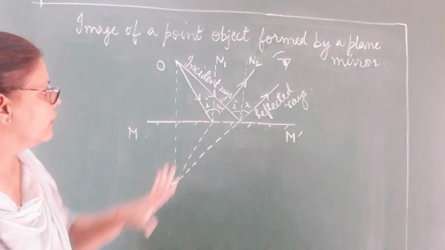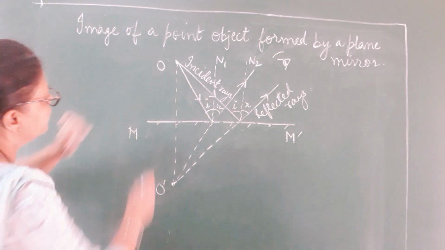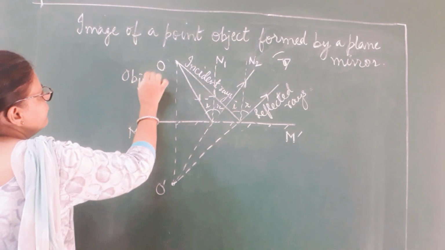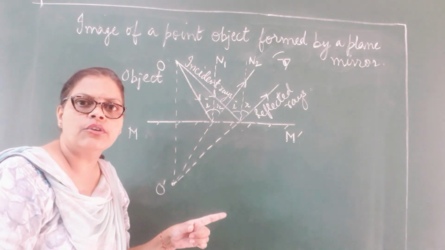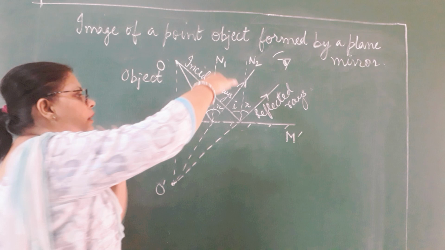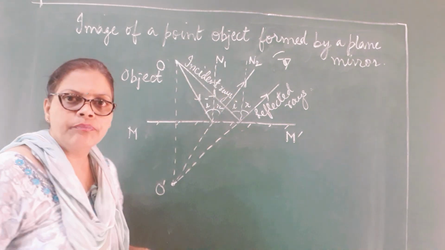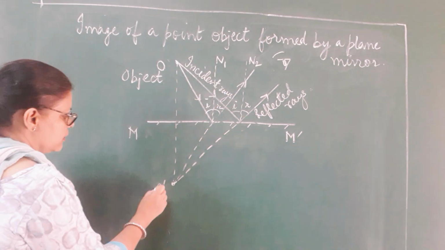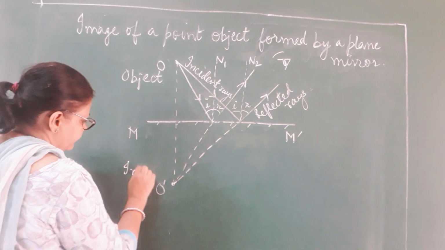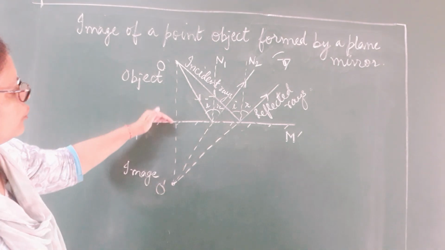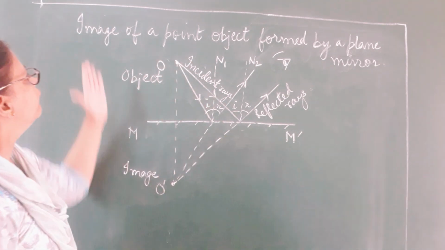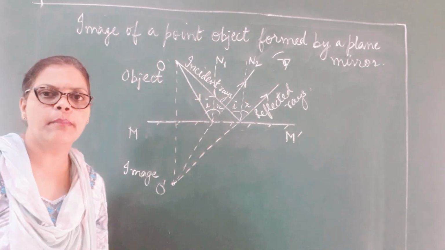So this way the diagram is complete. Now what is this, children? This is your object. Above is kept your object, and remember, what did I tell you? Where is the object placed, children? It is placed on the reflecting side of the mirror, right? And on the polished side, this is your image. Your image is formed on the opposite side. So this is your complete diagram for the image of a point object formed by a plane mirror.